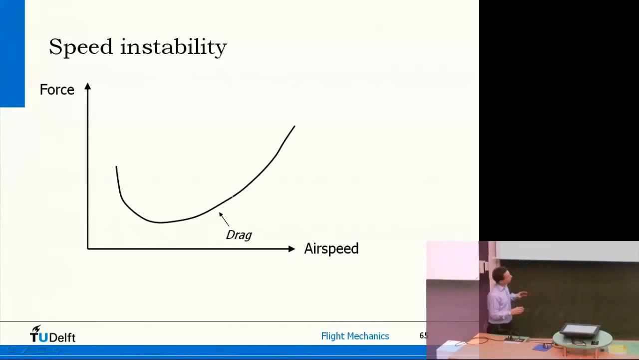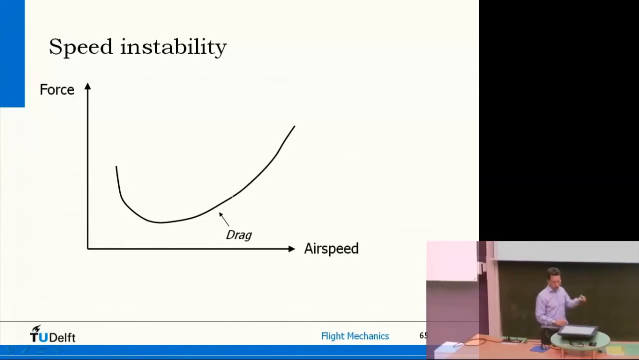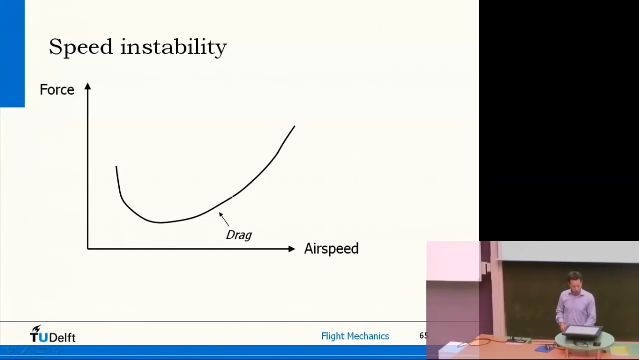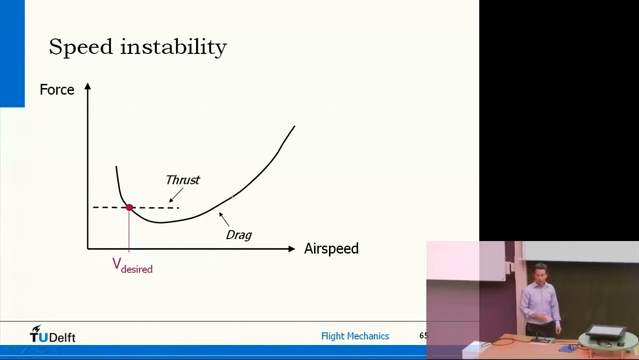But now let's just assume that this is the performance diagram of the aircraft, and let's just assume we'd like to fly slowly for whatever reason. So let's assume that this is the speed I'd like to fly at. Now you can read in the diagram what is the aerodynamic drag related to that speed. And of course, in order to fly at that speed, the pilot has to set the throttle such that thrust is exactly equal to drag in that point. So thrust is equal to drag, and you can fly nicely at that desired speed.